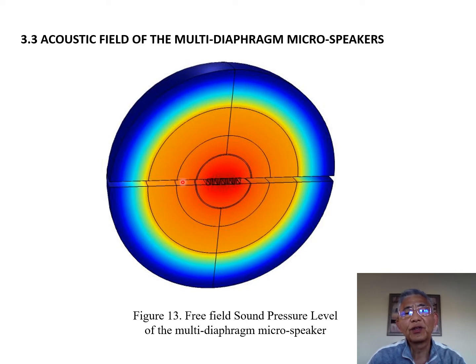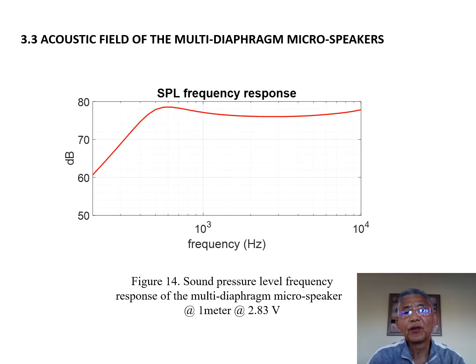This is the acoustic result of the acoustic field, sound pressure field. So we can calculate on the acoustic axis, from the acoustic center 1 meter at 2.8 volts, the SPL in the infinite buffer. Result is this for the multiple diaphragm microspeaker.